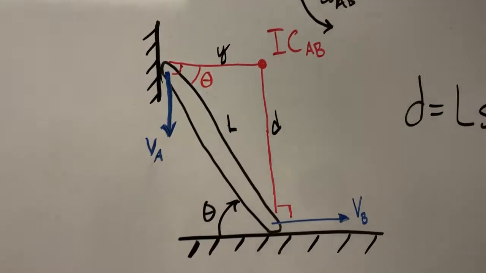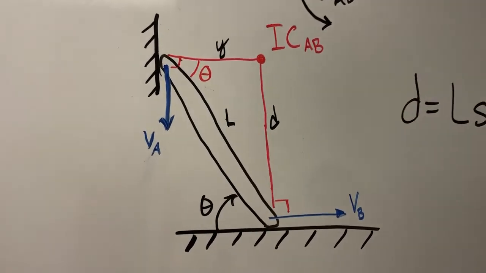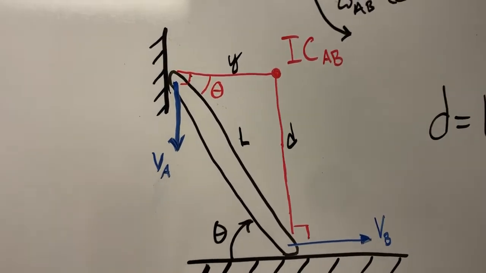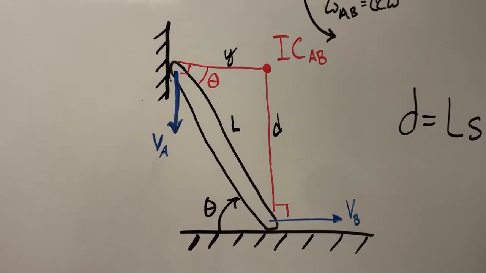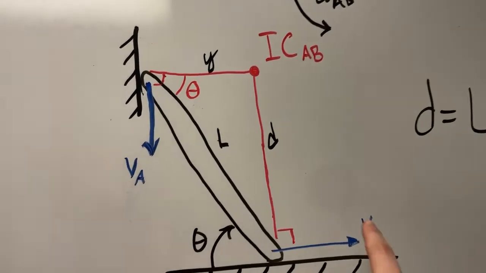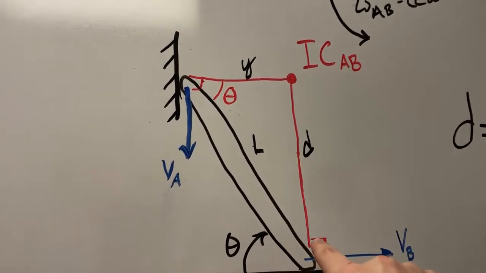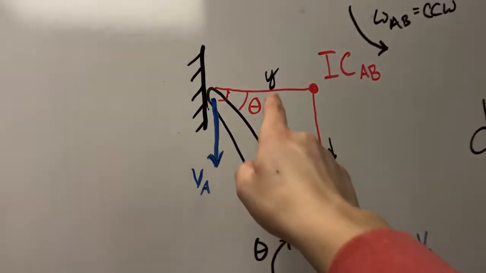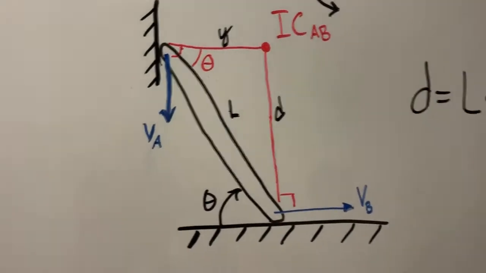And then we draw the red lines that are perpendicular to each of our velocities, and we find the point of intersection, which is given as IC of AB. And we decided to call this length D, and this length Y.